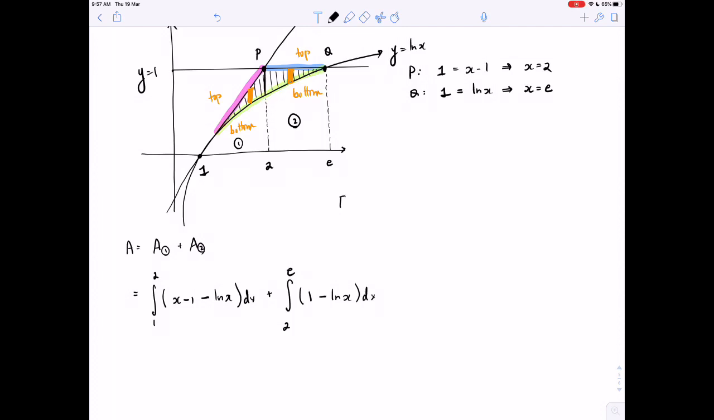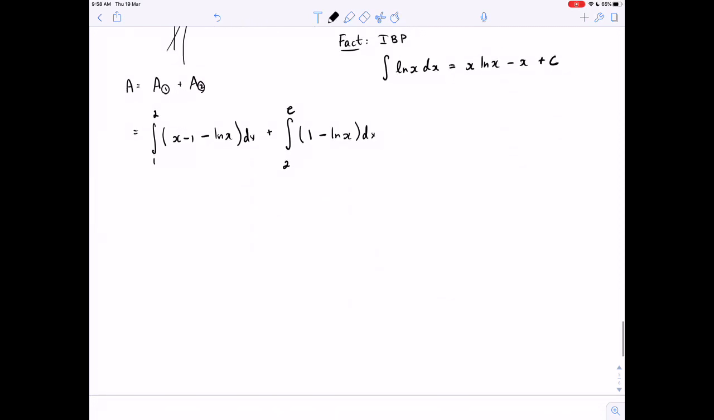So we're going to use the following fact that can be shown using IBP, integration by parts, and in fact we did so in class, but if you don't remember this fact, then you should probably go through the exercise of using integration by parts to determine an antiderivative, or the family of antiderivatives, for the logarithm: x ln x minus x plus c is the general antiderivative of the logarithm. So we're going to use that here so that we can evaluate our two integrals using FTC part 2.